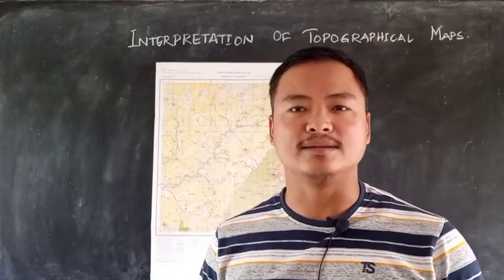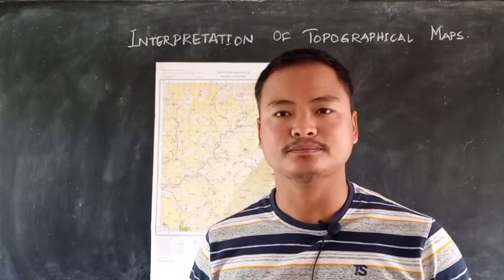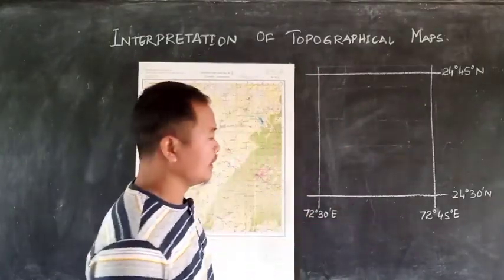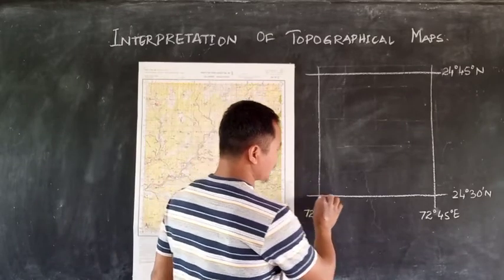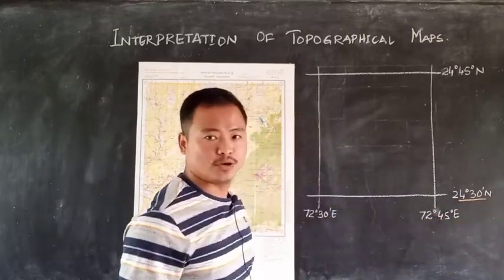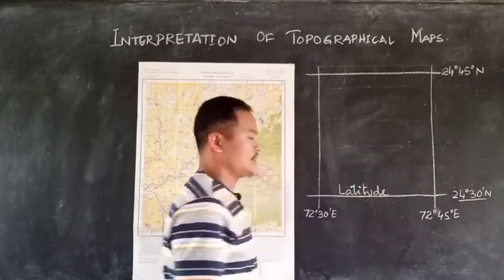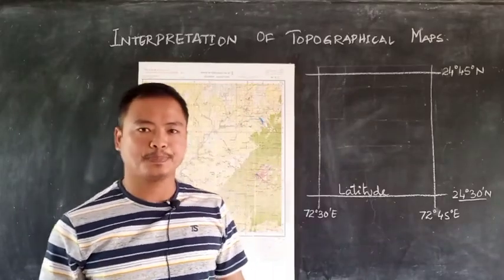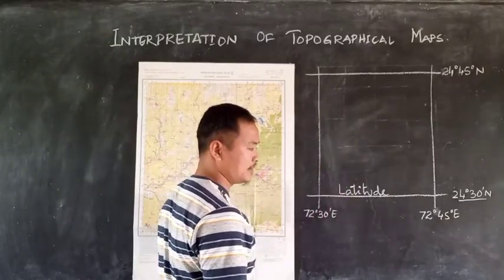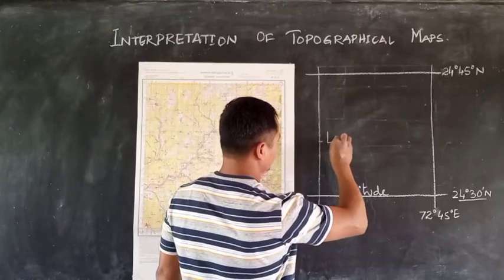So let's try to understand the importance of these lines and how they help us in locating different locations within the map. So let's start here. Here we see these lines that have been drawn. The line which runs horizontal and is numbered 24 degree 30 minutes north is a line of latitude. It is black in color as shown in the map. And the lines that run vertical, numbered 72 degree 30 minute east and another vertical line as 72 degree 45 minute east, these two lines are longitude.